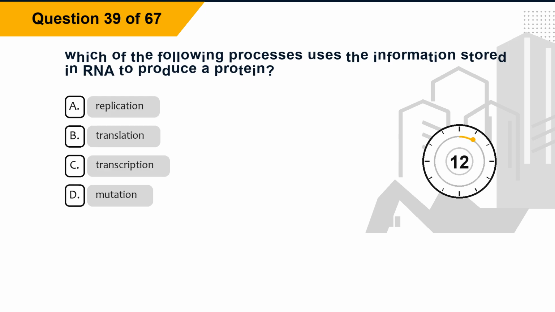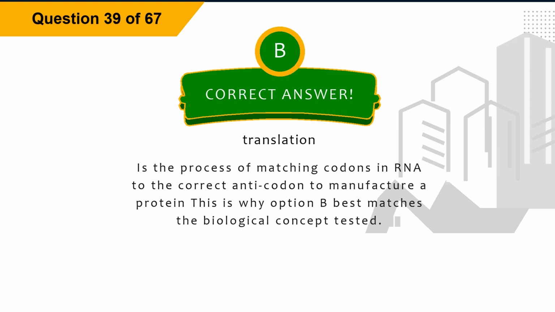Question 39. Which of the following processes uses the information stored in RNA to produce a protein? Option A, replication. Option B, translation. Option C, transcription. Option D, mutation. The correct answer is option B, translation. Explanation. Translation is the process of matching codons in RNA to the correct anticodon to manufacture a protein. This is why option B best matches the biological concept tested.